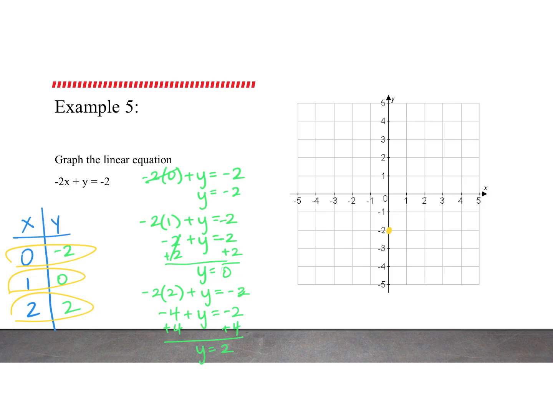0, negative 2, 1, comma 0, 2, comma 2. And once you get them on your paper, they'll look nice and straight. Connect the dots, go a little bit farther, and make sure you put those arrow points on the end.